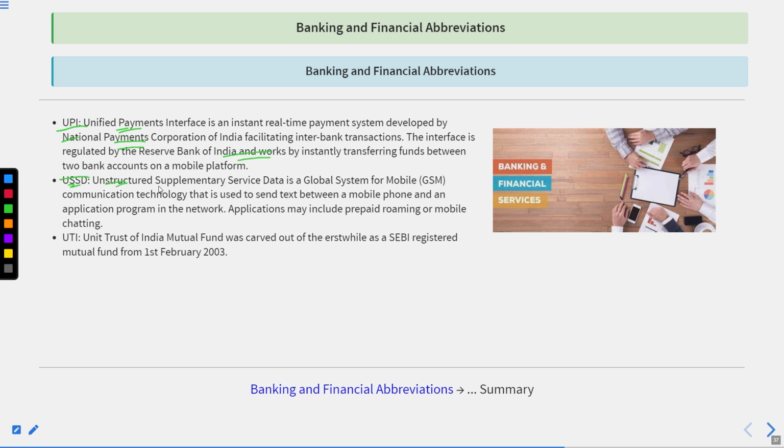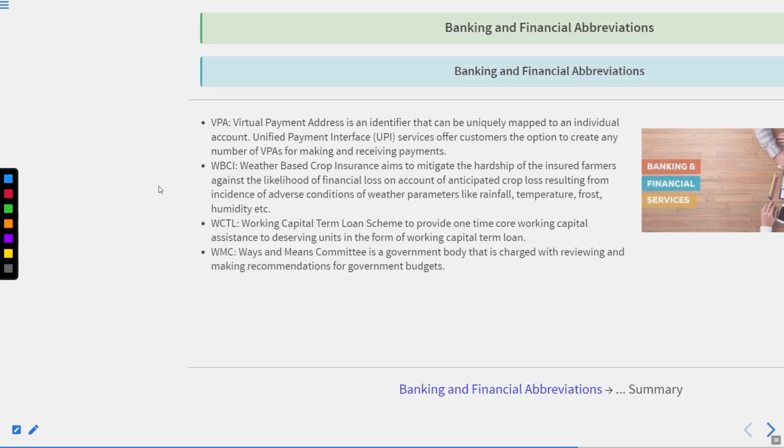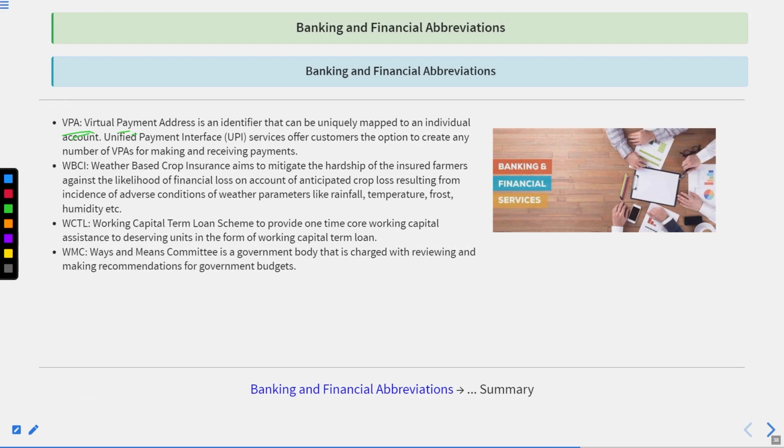USSD, Unstructured Supplementary Service Data, is a Global System for Mobile communication technology used to send text between a mobile phone and an application program in the network. Applications may include prepaid roaming or mobile chatting. UTI, Unit Trust of India Mutual Fund, was carved out of the erstwhile UTI as a SEBI registered mutual fund from 1st January 2003. VPA, Virtual Payment Address, is an identifier that can be uniquely mapped to an individual account. UPI services offer customers the option to create any number of VPAs for receiving payments.